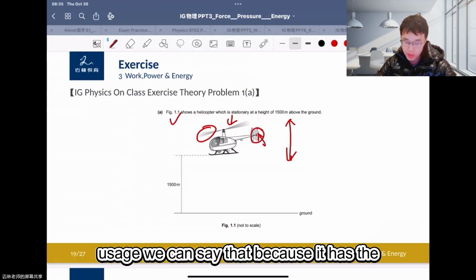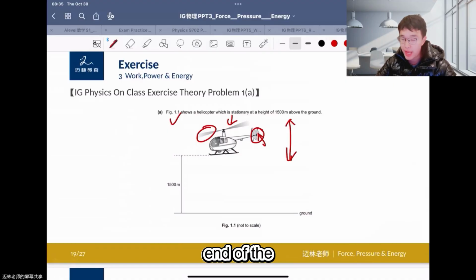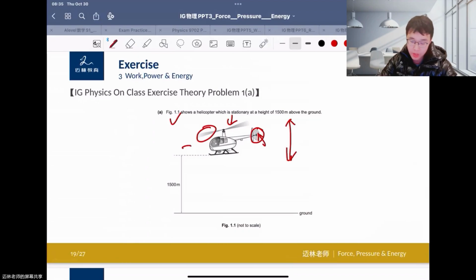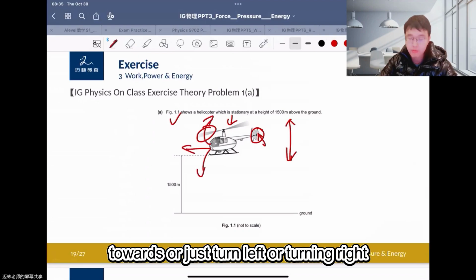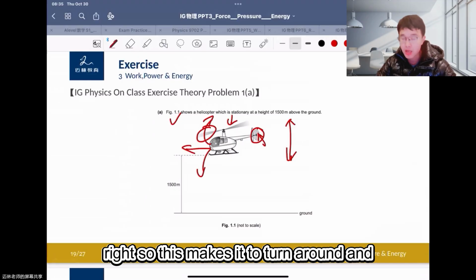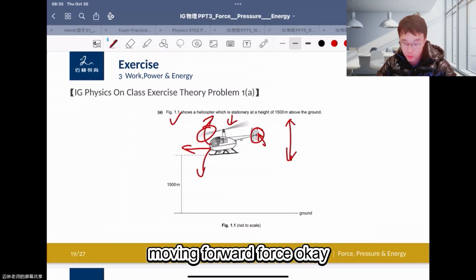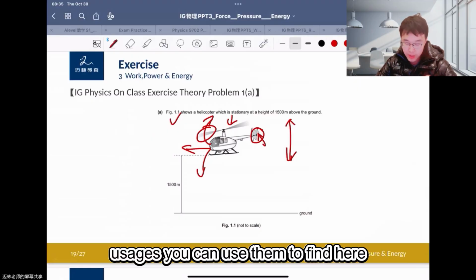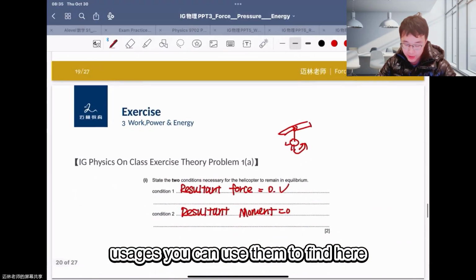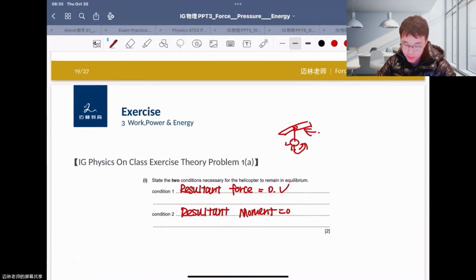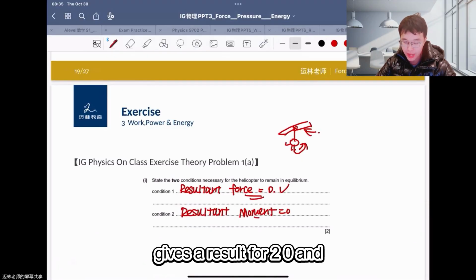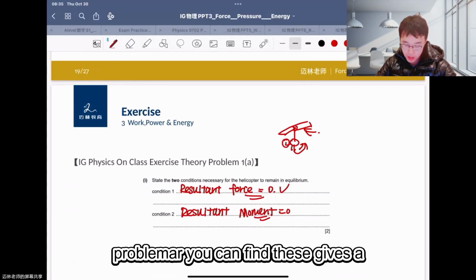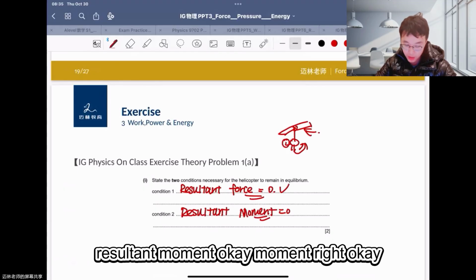And for this other propeller's usage, we can say that because it is at the end of the helicopter, it applies a force towards turning left or turning right, right? So this makes it turn around and gives it a moving forward force, okay? So using these two parameters, like their usages, the upper one gives the resultant force of zero, and the propeller at the back gives a resultant moment. Okay, moment, right?